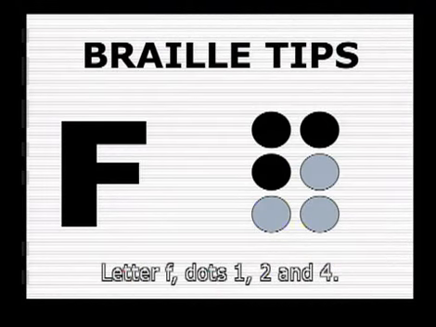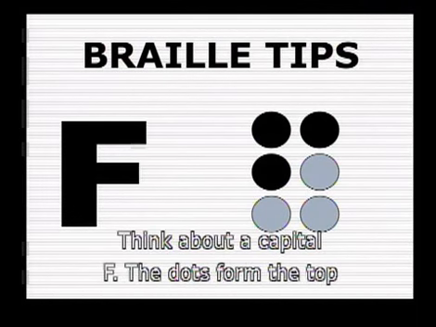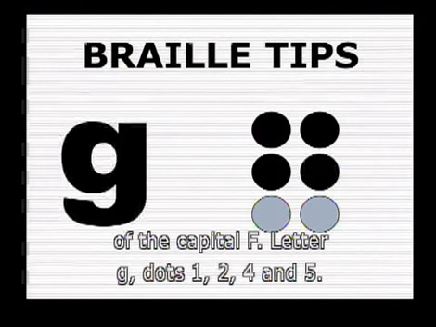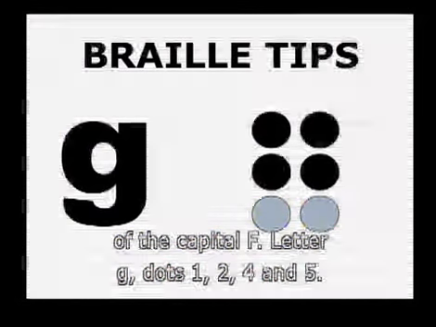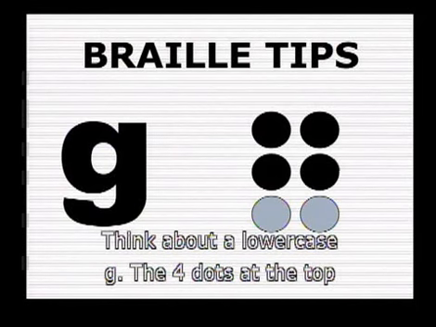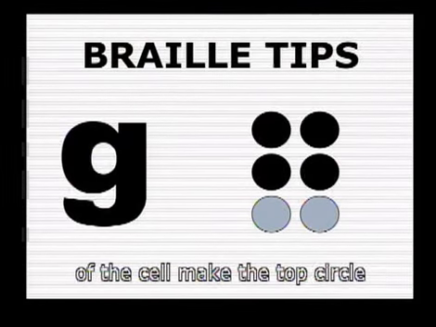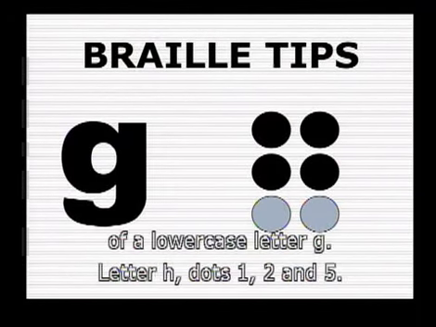Letter F, dots 1, 2, and 4. Think about a capital F. The dots form the top of the capital F. Letter G, dots 1, 2, 4, and 5. Think about a lowercase g. The 4 dots at the top of the cell make the top circle of a lowercase letter g.